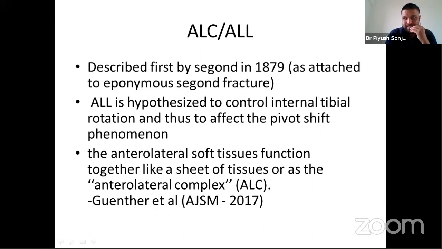And basically, I will start with ALL. What is ALL? It was described first in 1879, and the famous eponymous Segond fracture is attached to that. It is hypothesized to control the internal tibial rotation and thus to affect the pivot shift phenomenon. That's why they have taken the criteria as pivot shift test, which is residual after ACL reconstruction.